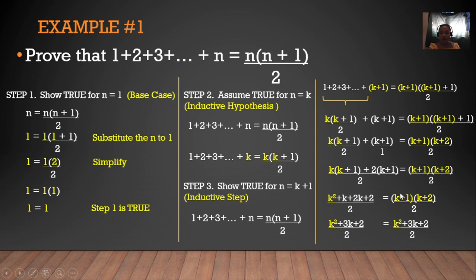And then we are going to use the FOIL method, or the perfect square binomial. So we will have k times k, k squared, k times 2, 2k, plus k times 1, k. 2k plus k is equal to 3k. 1 times 2 is equal to 2. Copy the denominator. So therefore, this makes step 3 true.